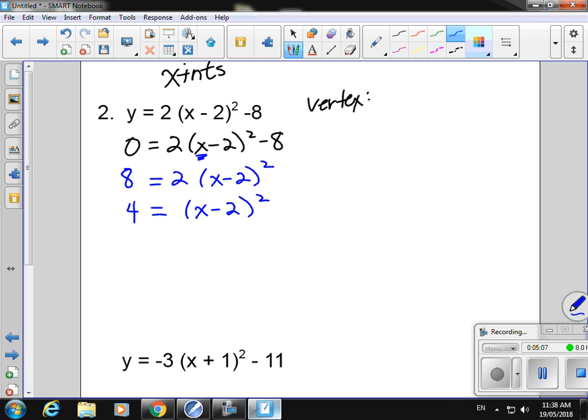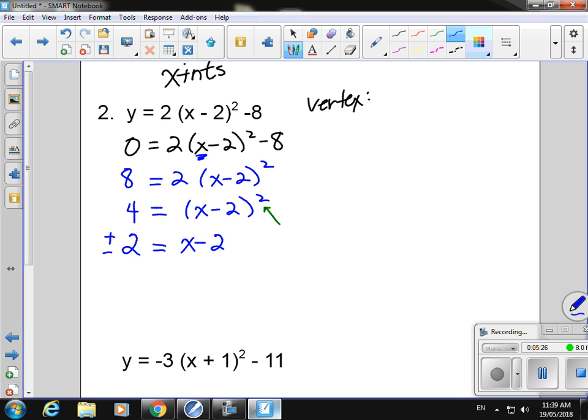If I want to get rid of the next thing that's in the way, that square, I need to take the square root of both sides, but I need to remember that there is a positive answer and a negative answer that's possible. Square root of 4 happens to be very nice. It's 2.